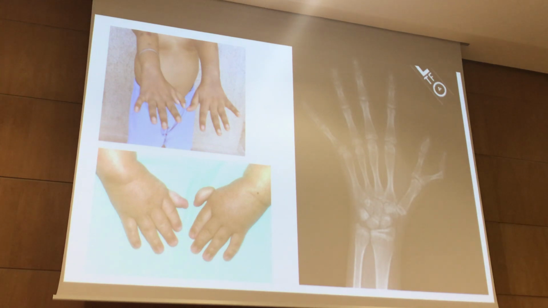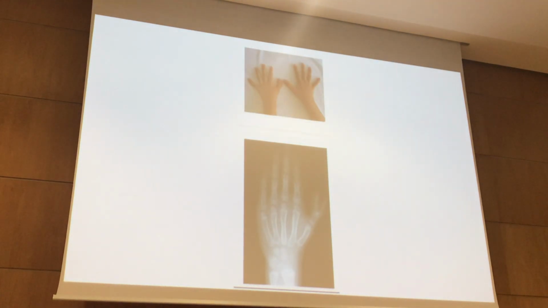Skeletal abnormalities, I have told you. There may be thumb abnormalities, supernumerary thumbs or supernumerary fingers, which can also be seen in the radiographs. Again, here supernumerary thumbs in that patient.